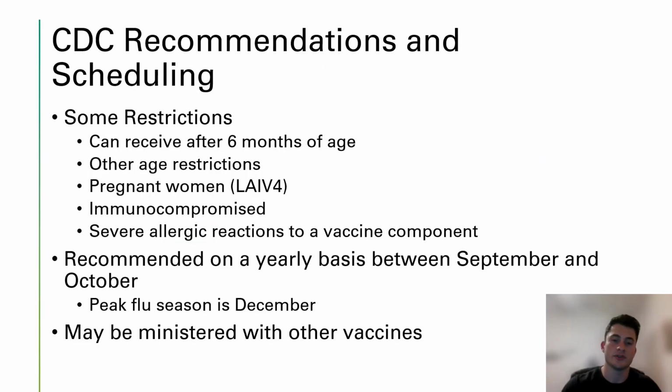There are some restrictions with the flu vaccine. There is a vaccine available to anyone 6 months of age or older. However, there are some age restrictions depending on the vaccine type. For example, only individuals between the ages of 2 and 49 should receive the nasal spray vaccine. Pregnant women should also not receive the nasal spray vaccine. Immunocompromised individuals and people with severe allergic reactions to a vaccine component should also consult an expert when determining which vaccine is right for them.